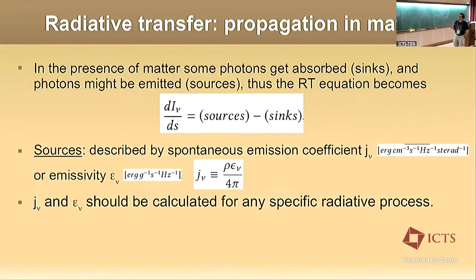Or you can describe it with emissivity, which we usually call epsilon nu, which is energy per unit mass, per unit time, per unit frequency. And the two are closely related. This emissivity times the density over 4 pi is like the average of the emission coefficient.